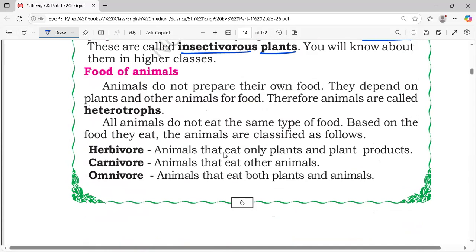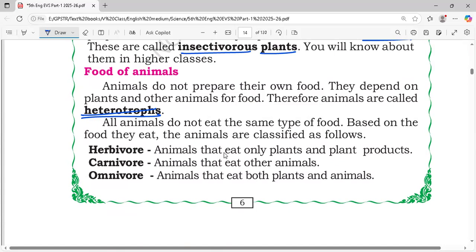Food of animals. See, animals do not prepare their own food. They depend on plants and other animals for food. Therefore, animals are called heterotrophs. Green plants are called autotrophs. Animals are called heterotrophs. In heterotrophs, we can see herbivorous, carnivorous, omnivorous.